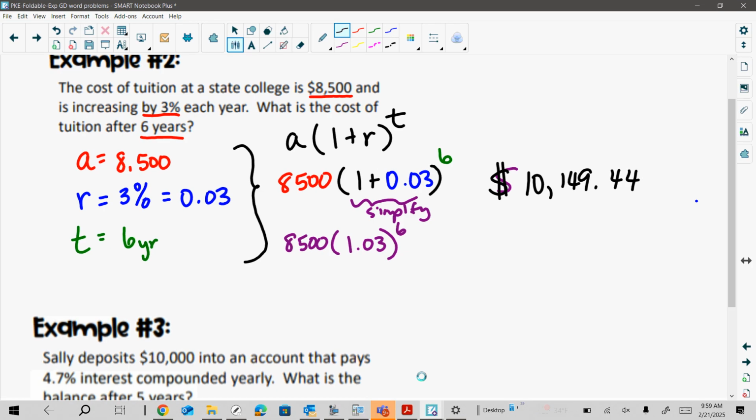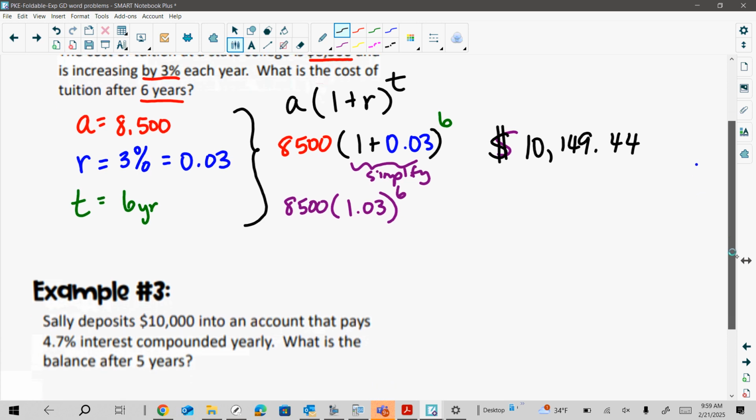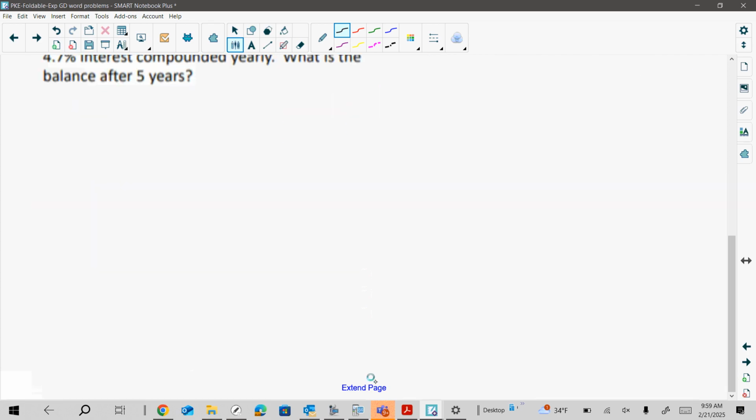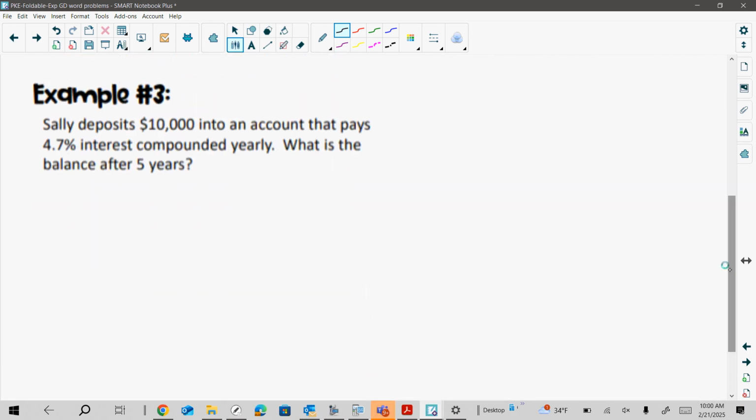All right. So read the word problem, get the key information, and then we're going to plug it into the formula. So let's look at example 3. When y'all ready, let's go ahead and put in example 3. What's our key information on example 3? Yep, the 10,000, 4.7% interest and 5 years. Okay, so what represents our A, the initial amount? The 10,000. Good job. Okay.